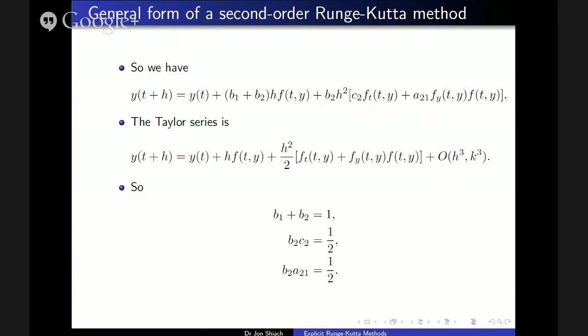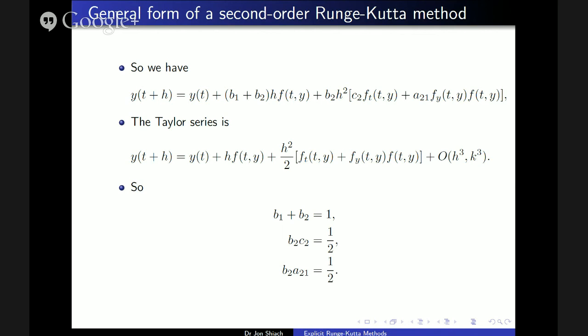What else do I want? Well, my partial derivative of f with respect to t should be multiplied by h squared over 2. At the moment, in this one, it's being multiplied by b2 times c2 times h squared. So I need b2 multiplied by c2 to be equal to 1/2. And that's where that comes from. What else do I need? Well, the partial derivative with respect to y of f, times f, I want that multiplied by h squared over 2. Up here, it's being multiplied by b2 times a21 times h squared. So that means b2 times a21 must also equal 1/2.